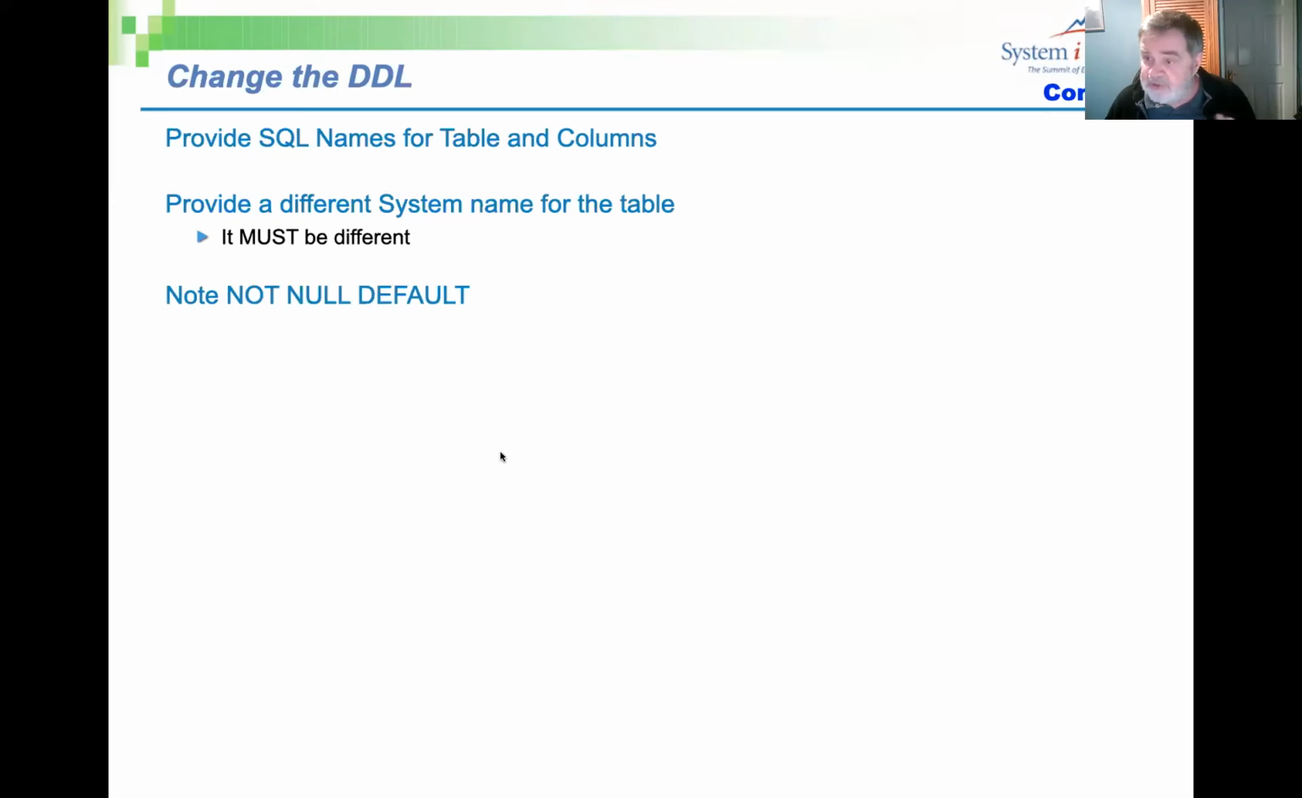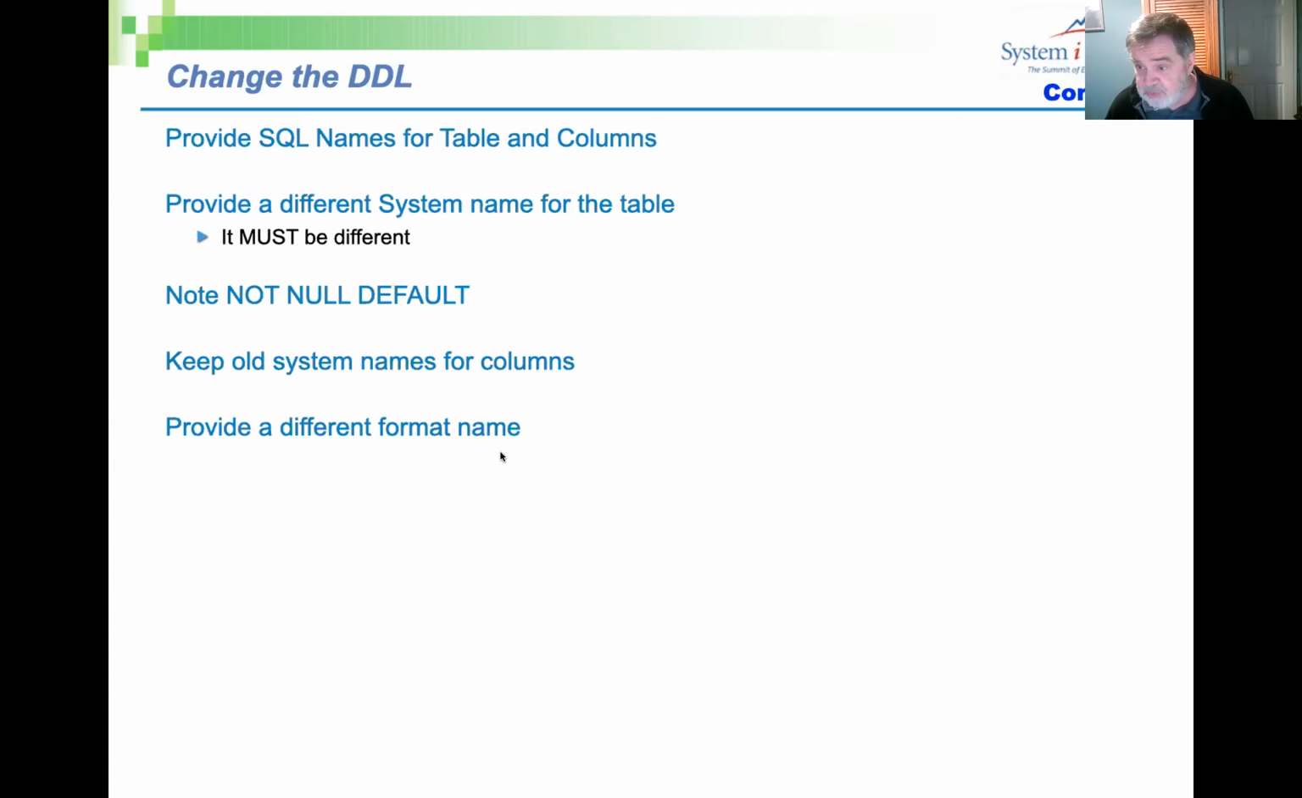I watch out for things like the not null default. Be aware of that. I want to make sure that I have it there for everything, so that I don't accidentally start making things null capable. As I said, I'm going to keep the old system names for columns, and I'm going to provide a new record format name as well.